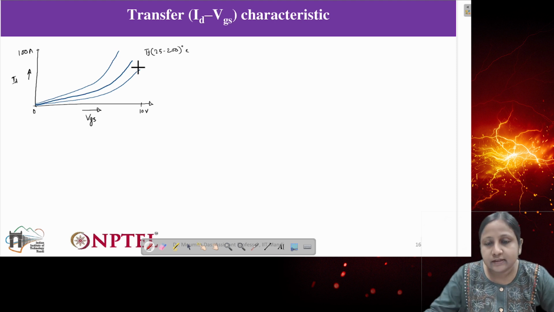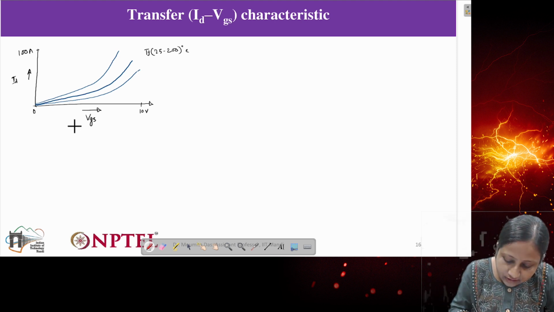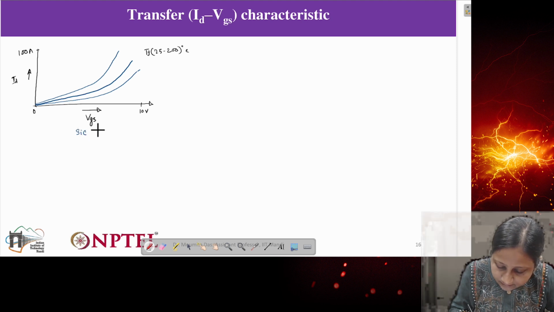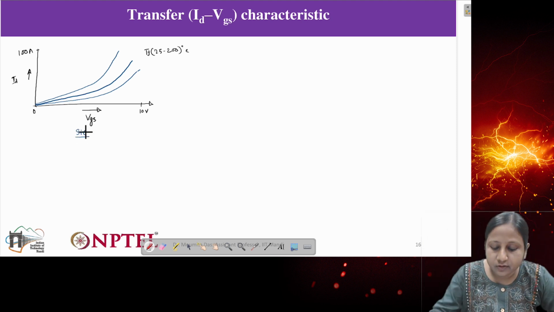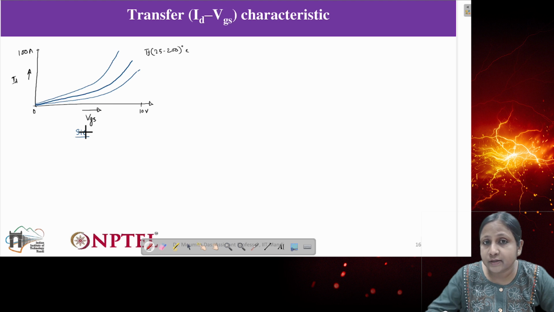Like this, the drain current will vary with respect to the gate to source voltage for the silicon carbide device. The VDS I already mentioned, how much it should be, so that VDS we have to consider.